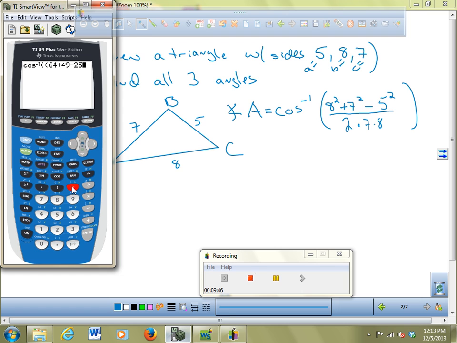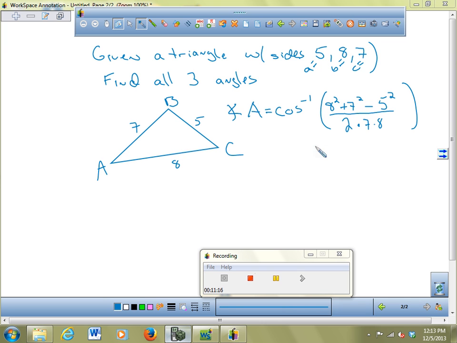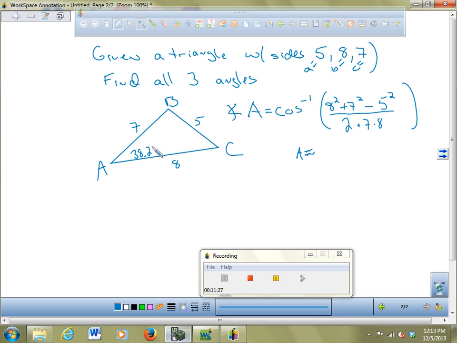Close that parentheses, and then divide that by, maybe you could do that 56 times 2. What's that? 112? Divide it by 112. And then you're going to close the parentheses for the inverse cosine. So I've already closed this one. And then I get that angle is 38.2. Okay? So that angle, A, is about 38.2 degrees. And then you want to find all three angles.